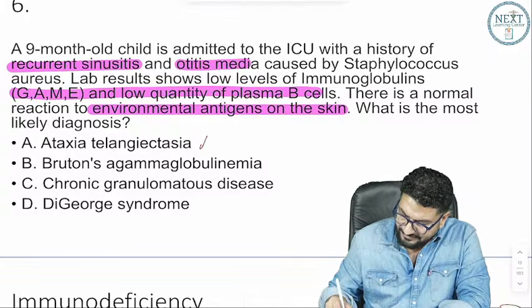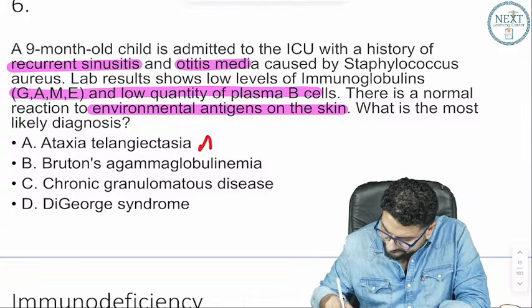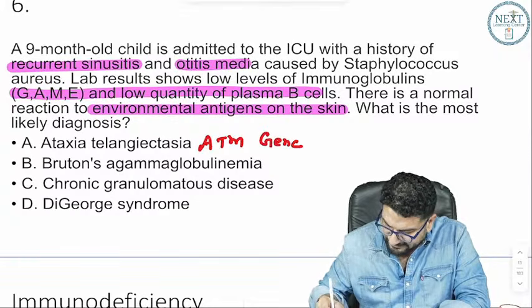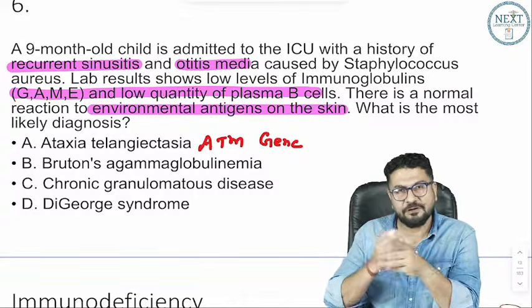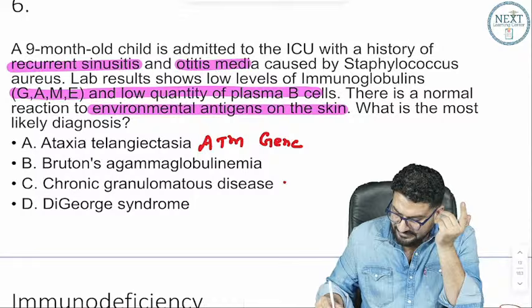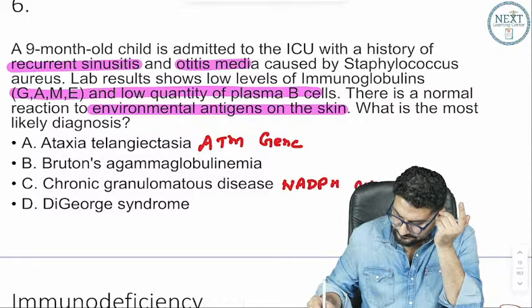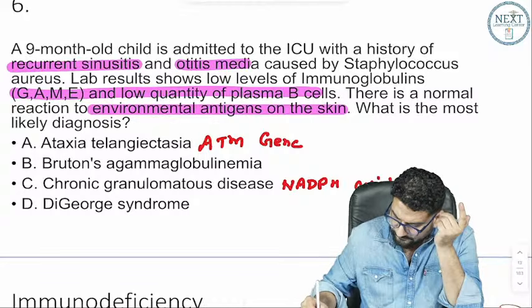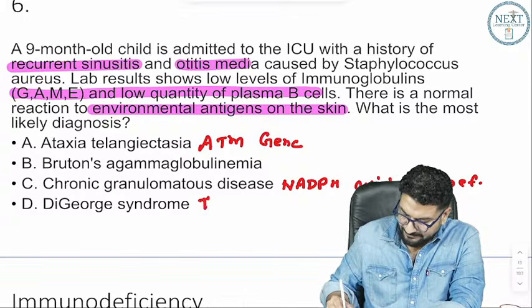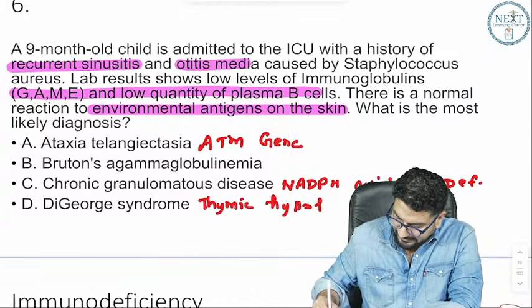So try to understand this. Ataxia telangiectasia occurs due to ATM gene mutation. So the patient will develop ataxia and there will be dilatation of small blood vessels. We call this ataxia telangiectasia. Now understand this. CGD occurs because of deficiency of which enzyme? NADPH oxidase. And DiGeorge, understand this thing, we also call this thymic hypoplasia.